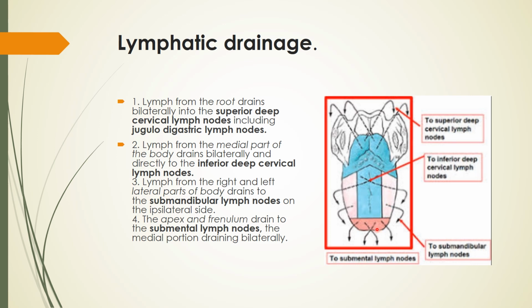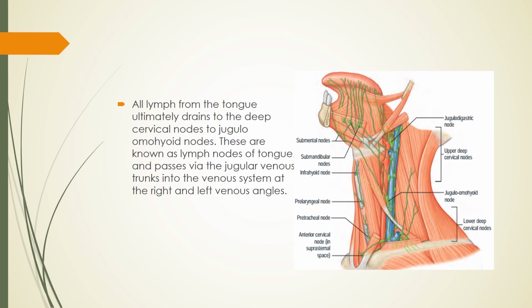The apex and frenulum drain into submental lymph nodes, the medial portion draining bilaterally. Now in this diagram we can see various lymph node groups. Submental lymph nodes, these are submandibular lymph nodes. Then deep cervical lymph nodes, which are located along internal jugular vein.